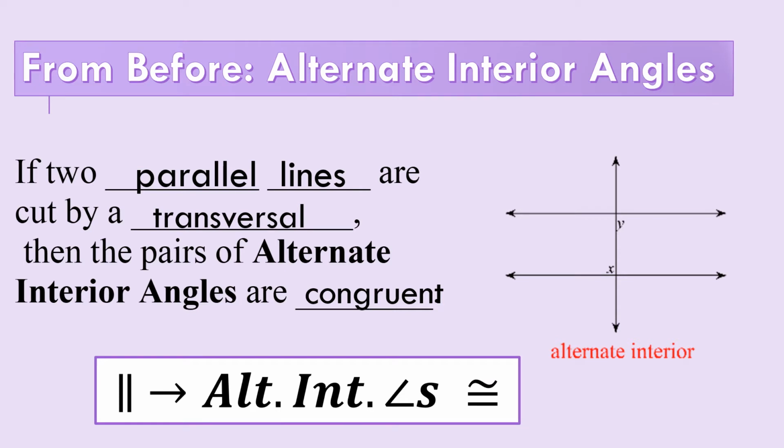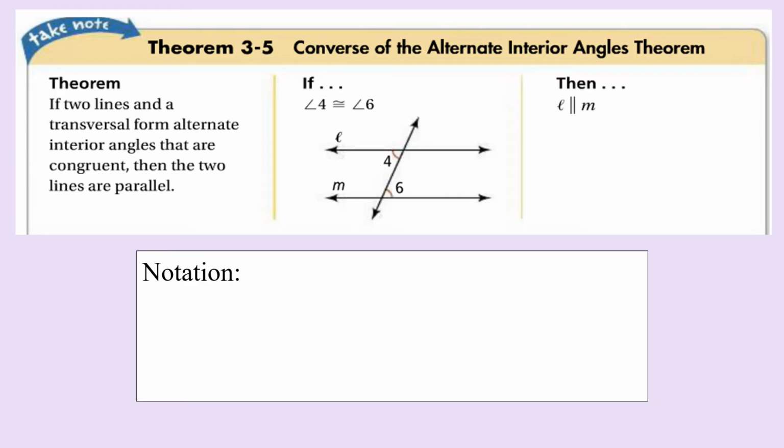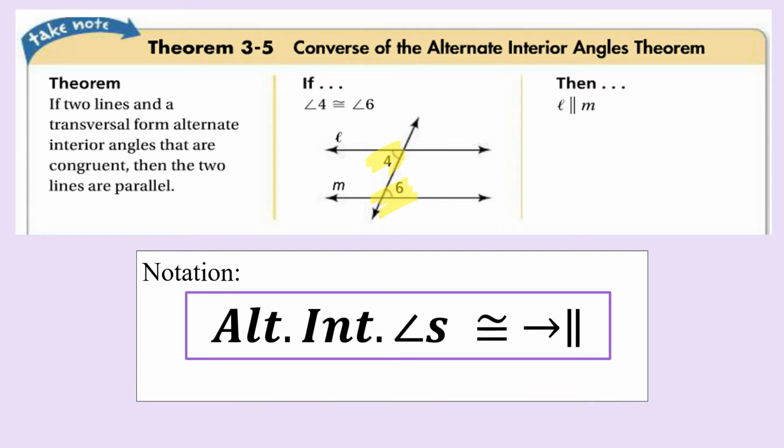So alternate interior angles: if we have two parallel lines, then the alternate interior angles are also congruent. The converse would be if two lines and a transversal form alternate interior angles that are congruent, again, it needs to have a tick mark that shows that those two angles are congruent, then those lines are parallel. So here's the notation for that. You can write that down on your notes. If alternate interior angles are congruent, then the lines are parallel.